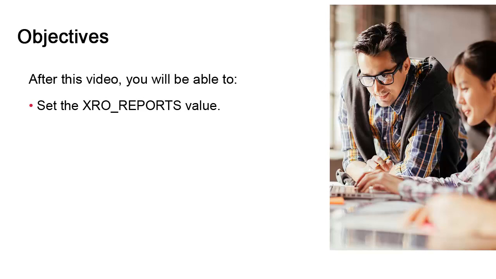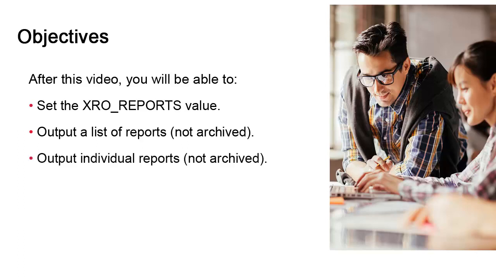Once this is done, we'll be able to do a number of things with dbarchive with additional options. For example, we can generate the list of reports that have not been archived. We can also output individual physical reports for specific run IDs, again, as long as they haven't been archived. Finally, we can mark individual reports for specific run IDs as archived so that they're not included in the outputs.